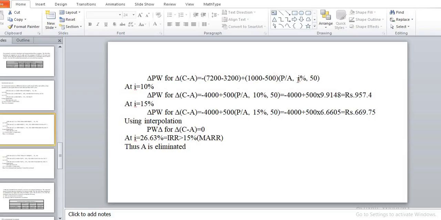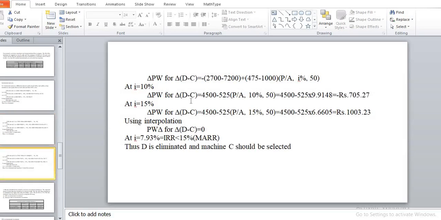Again, I is not known to us, so we put 10% and 15% as I values. Again by the interpolation formula we find this interest rate I. Now this interest rate I appears as 26.63, which is greater than the MARR value. When this appears, C is retained and A should be eliminated.